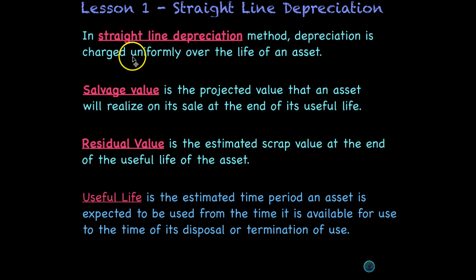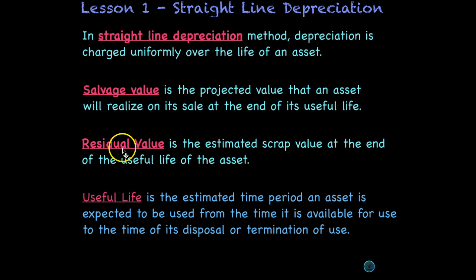What we're going to do, though, is look at straight line depreciation. As we said, it's charged uniformly, which means evenly, over the life of an asset. In order to calculate straight line depreciation, we also have to be aware of something called salvage value. Salvage value is the projected value that the asset, or your car, for example, will realize on its sale at the end of its useful life. This is based on the premise that when you buy a car, it's never going to be worth $0.